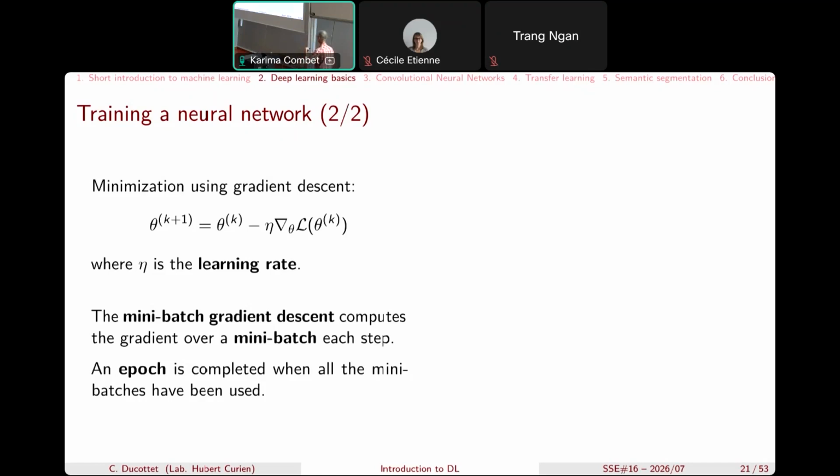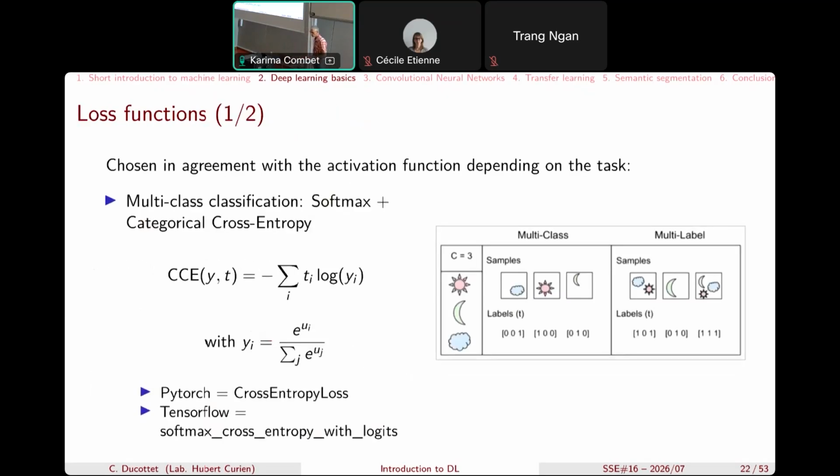So we have to consider several iterations to see all the training set. And when we have seen all the training set, we have passed one epoch of training. Okay? I will not go too much more into the detail of this algorithm. I will now focus on loss functions.